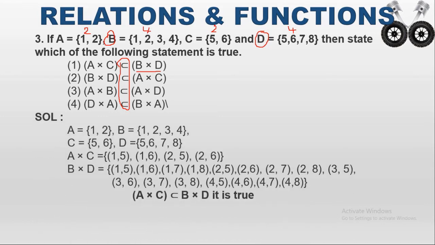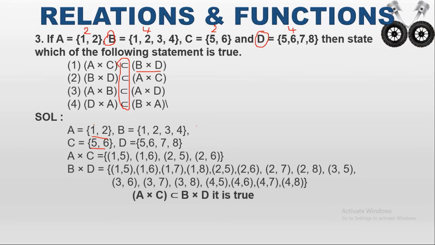A equal to {1, 2}, B equal to {1, 2, 3, 4}, and C equal to {5, 6}, D equal to {5, 6, 7, 8}. So it is given in the problem. So what do we have to find first? We have to find A cross C. In A cross C we have 2 elements and in C we have 2 elements.